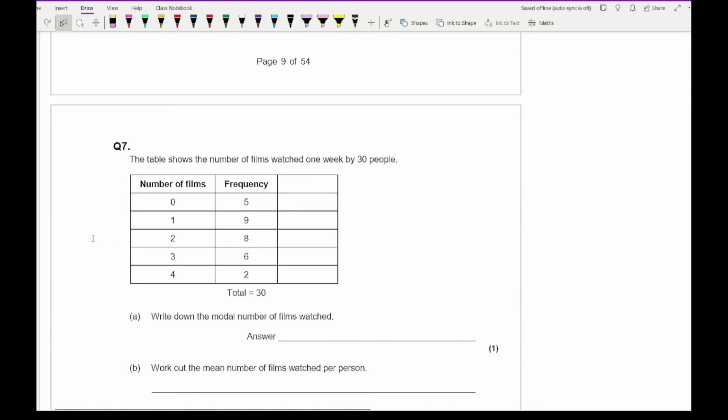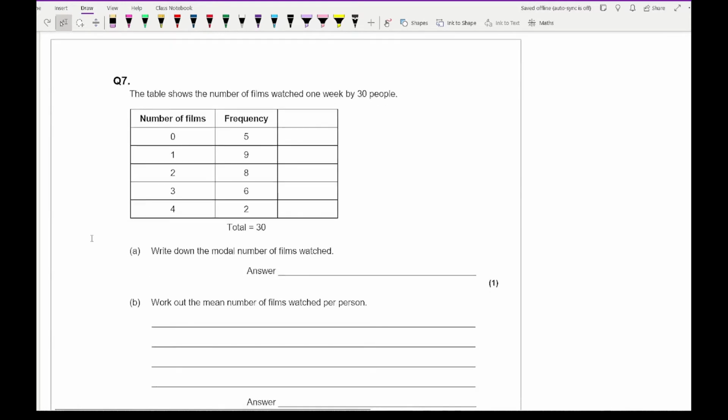Moving on to question 7. So here we've got frequency data, and part A says work out the modal number of films watched. So here what we're looking for is the number of films that has the greatest frequency. So here the greatest frequency is 8, but the first column is what I need to record. A lot of students tend to write down what the highest frequency is, but it's the modal number that I need to look at. So here the answer is going to be 2.